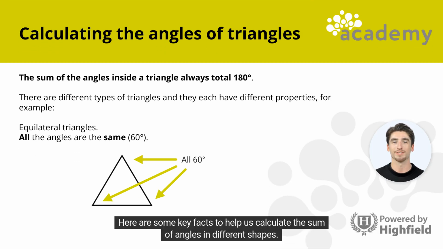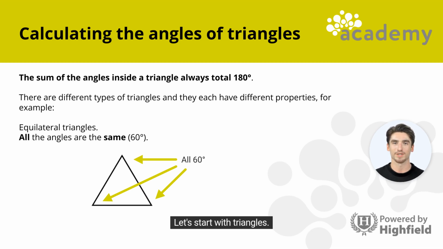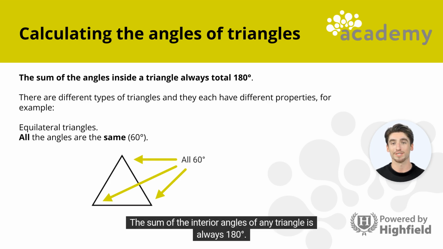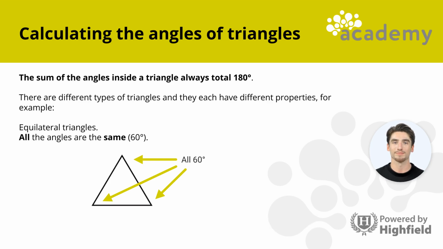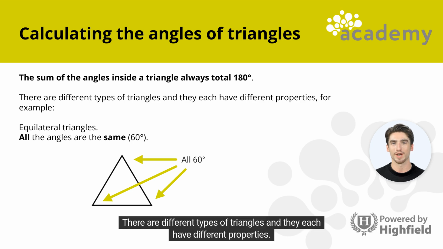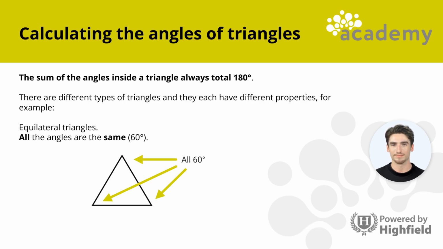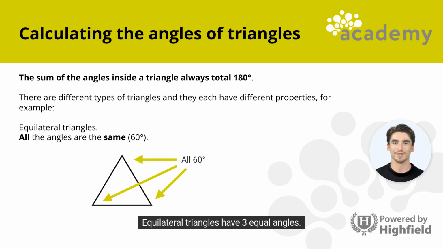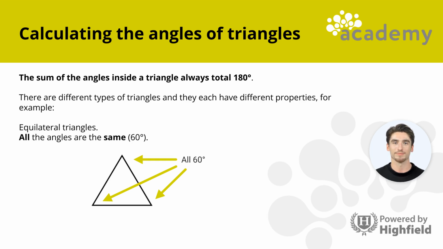Here are some key facts to help us calculate the sum of angles in different shapes. Let's start with triangles. A triangle has 3 sides and 3 angles. The sum of the interior angles of any triangle is always 180 degrees. There are different types of triangles and they each have different properties. For example, equilateral triangles have 3 equal angles. Each angle measures 60 degrees.